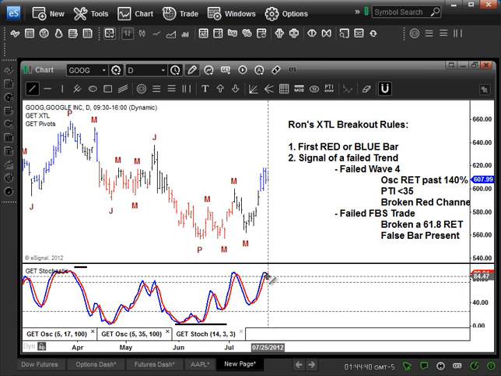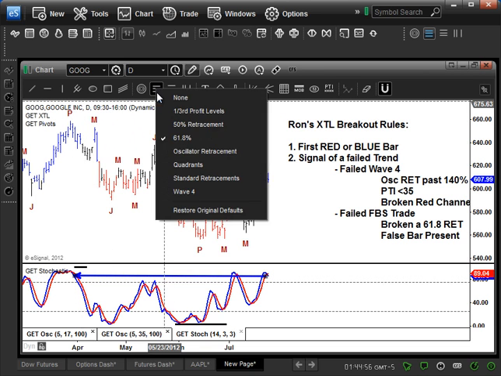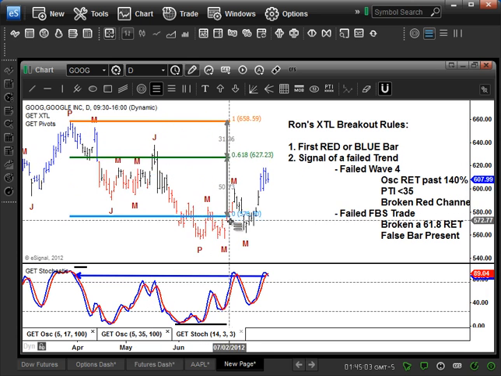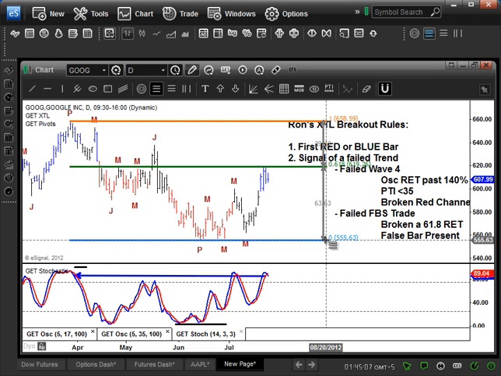Here's my stochastic sells. Where the stochastic red and blue are completely above 75, I'm going to go back to when my stochastic was completely above 75. That was back here around March 30th. I'm going to take my fib retracement, and I'm just going to do a 62% retracement from this primary pivot high down to the low of the trend right there.